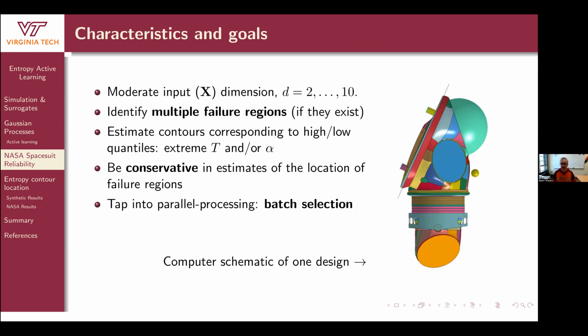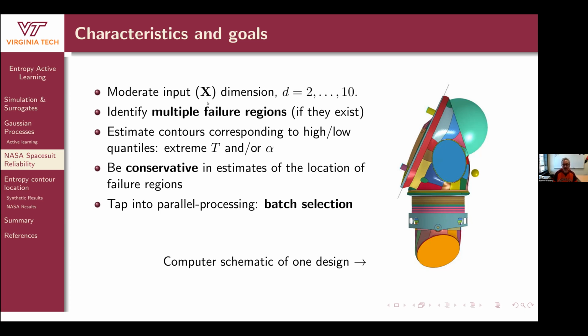Here's some more details of the computer experiment in terms of quantities. First of all, here's a schematic of part of the spacesuit. This is the upper torso of the spacesuit as a schematic diagram that would be input into their computer code. And then the bad things that can happen are another variable, and that variable, depending on the situation that they're studying, might be 2-dimensional or might be 10-dimensional.